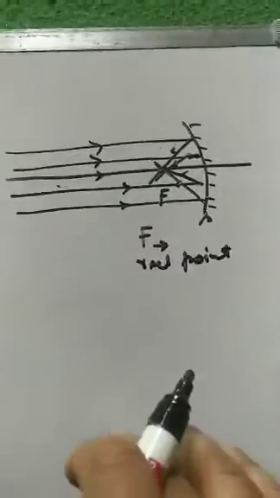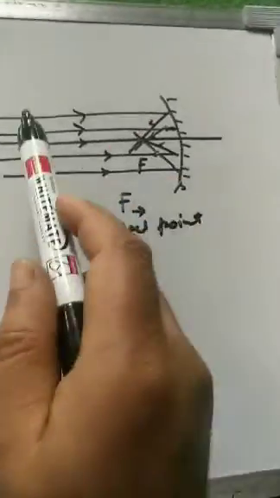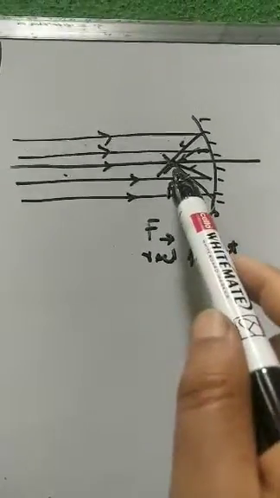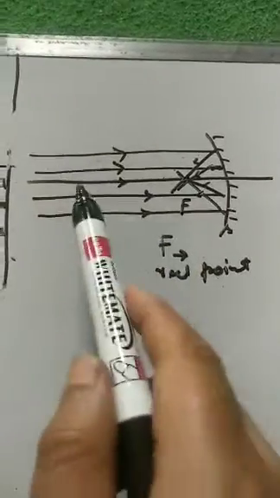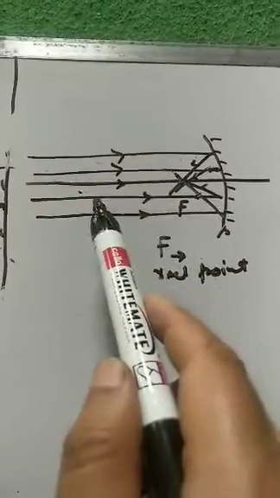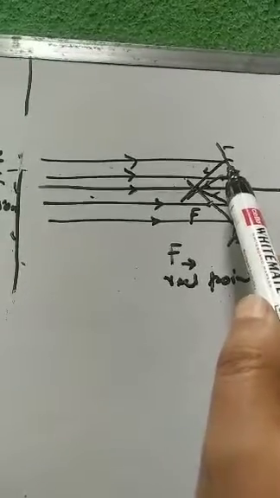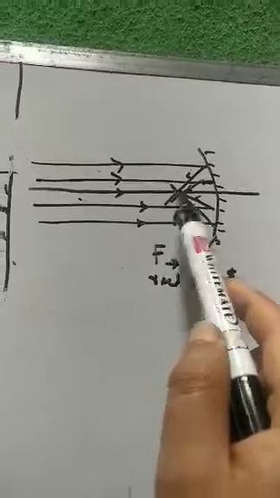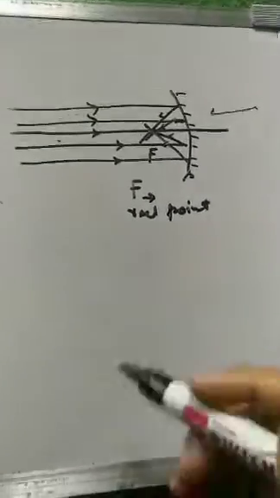So how is it defined? We can define it in this way. It is the point on the principal axis at which a parallel beam of light which is parallel to the principal axis, after reflection from the concave mirror, actually meets. Here it is a concave mirror. So F is surely a real point.